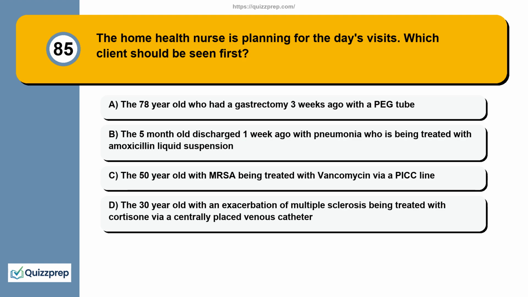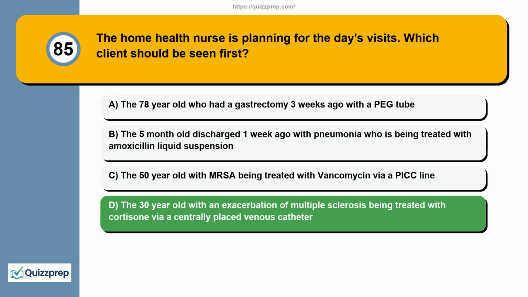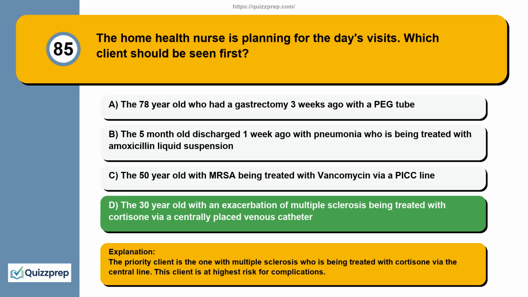The 78-year-old who had a gastrectomy 3 weeks ago with a PEG tube. The 5-month-old discharged 1 week ago with pneumonia who is being treated with amoxicillin liquid suspension. The 50-year-old with MRSA being treated with vancomycin via a PICC line. The 30-year-old with an exacerbation of multiple sclerosis being treated with cortisone via a centrally placed venous catheter. The priority client is the one with multiple sclerosis who is being treated with cortisone via the central line. This client is at highest risk for complications.